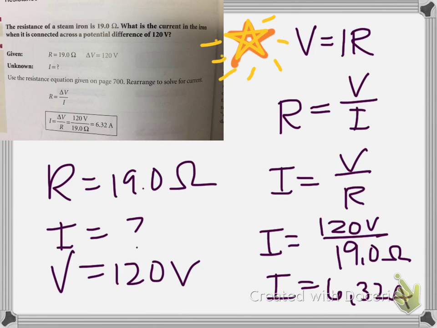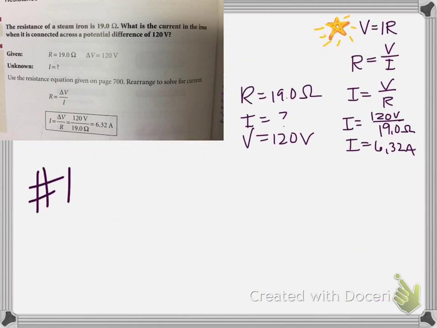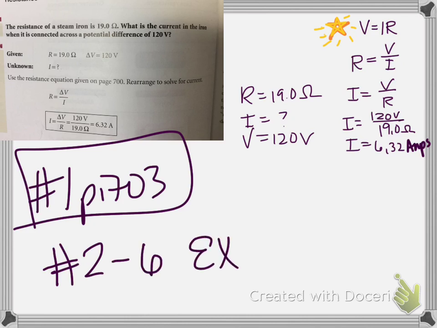Here's what we'll do. Number one is assigned on these. That is an A, sorry, it's amps. Number one on page 703 is assigned. Numbers 2 through 6 are extra credit, unless you have a number of points already assigned as forwarded to you, then those are mandated for you.